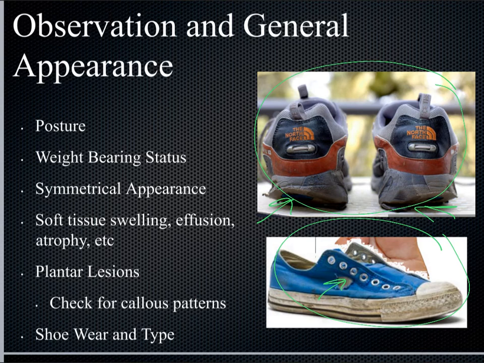So weight bearing status becomes important. Can they bear weight? Can they not bear weight? Are they symmetrical in nature, which will be assessed by their actual gait itself? Is there any soft tissue swelling, effusion, atrophy, any plantar lesions, which tells us about wear and tear? And then you want to check for callus patterns, right? So do they have a large callus pattern on their first ray? Is it on their fifth ray? That tells us where they're spending too much time. And then obviously shoe wear and tear.